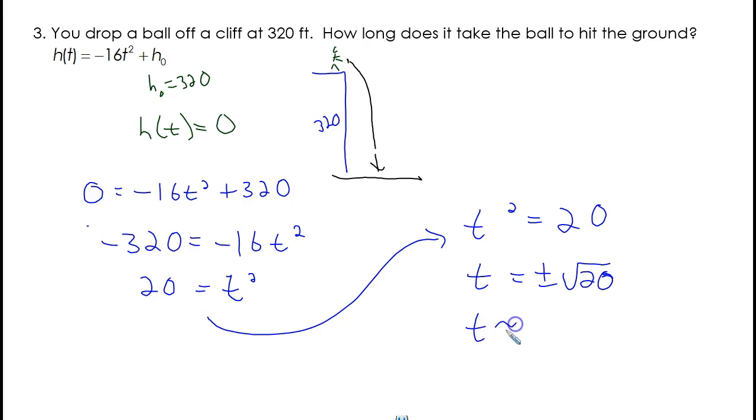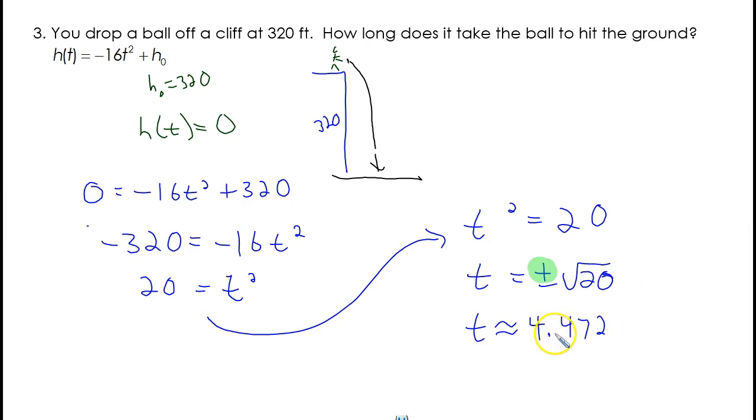So I'm going to put a little squiggle here, and that means approximately, is about. It's going to be 4.472 blah, blah, blah, keeps going on forever and ever. That is the decimal approximation. Now, I'm going to drop off the minus sign. And why am I going to do that?